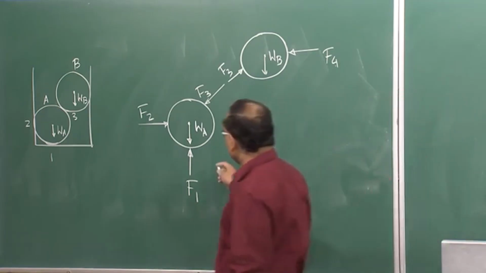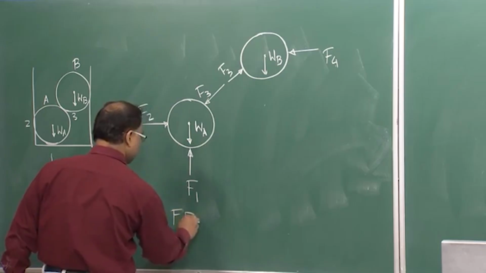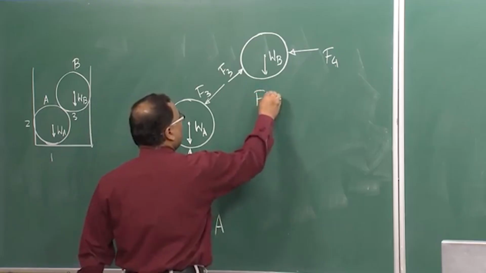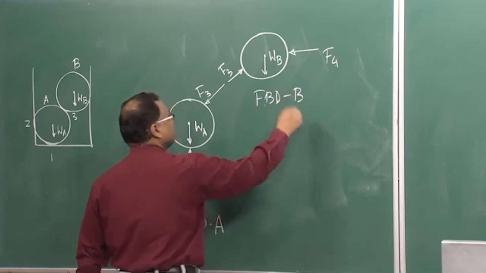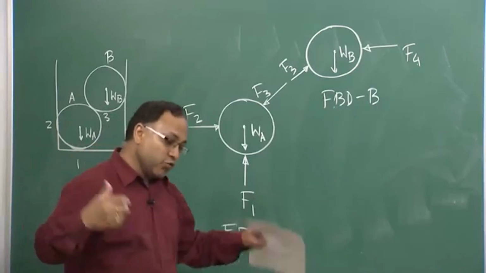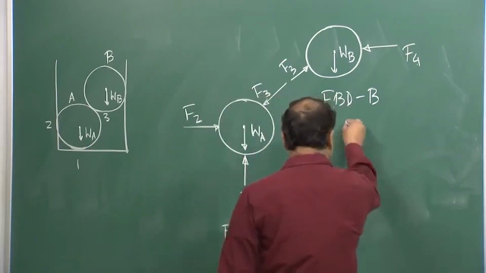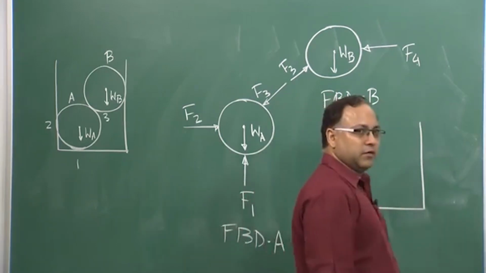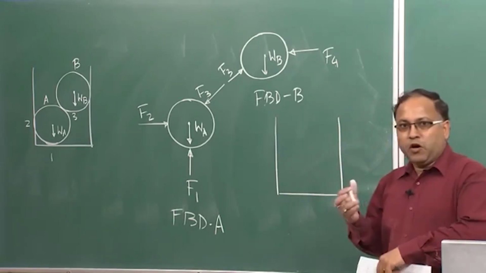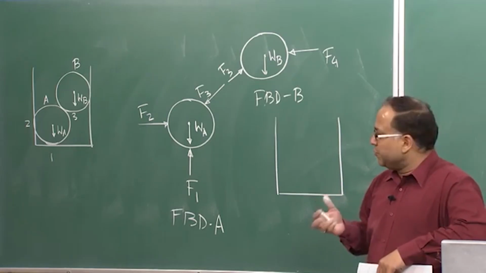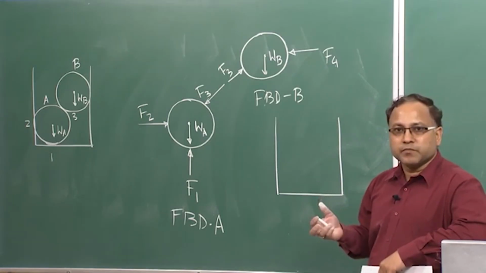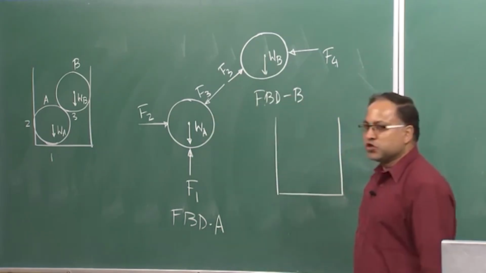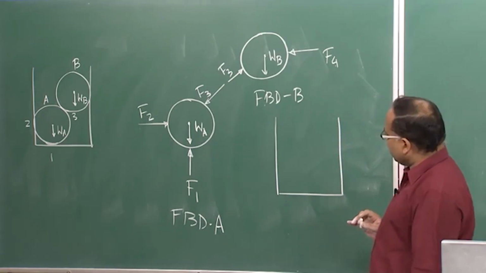Now, this is the free body diagram of these balls. This is the free body diagram of ball A. This is the free body diagram of ball B. Similarly, you can draw the free body diagram of the container. So, let us draw that. So, this is your container. So, 3 components will be forming this whole system, 2 balls and 1 container. Okay. So, we have drawn the free body diagram of these 2 balls. Now, we are going to draw the free body diagram of this container.